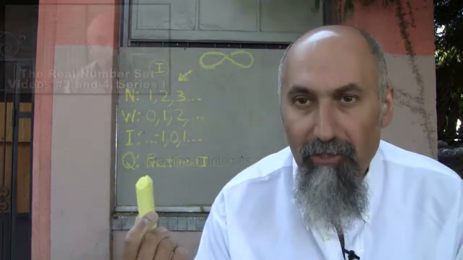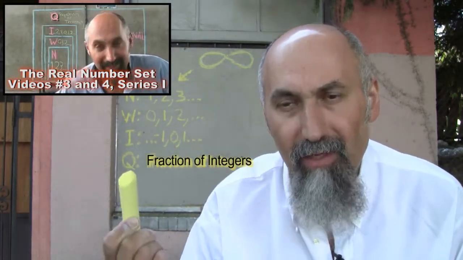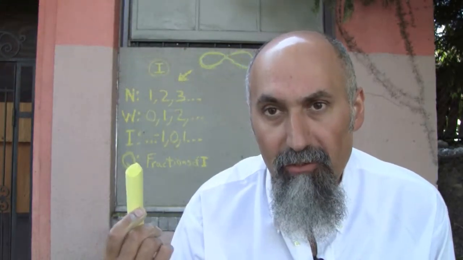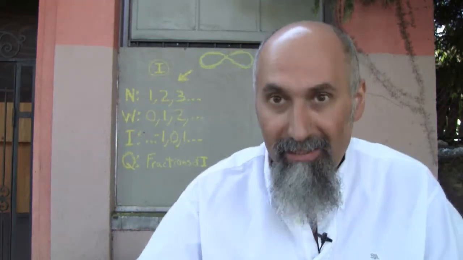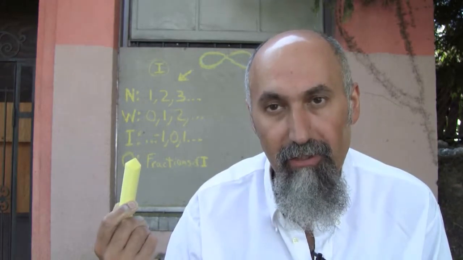So what are the rational numbers? And again, we talked about this in the third and fourth video, I believe. They are any numbers that you can write as fractions of integers, right? So rational numbers aren't twice, three times, four times, 10 times, 100 times bigger than the integers. They're infinitely larger than the integers.